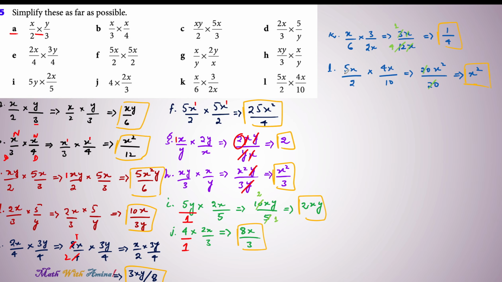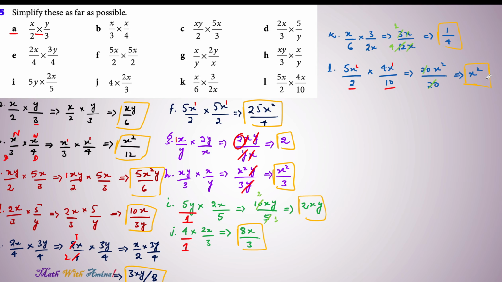And the last one is 5x over 2 multiplied by 4x over 10. So the numerator 5 will get multiplied with 4x, which is in the numerator, so 5 multiplied by 4 is equal to 20. X multiplied by x, when we are multiplying two same variables, their powers will be added. In here the power of this x is 1 and the power of this x is also 1, so their powers will be added. We will get 20x squared. In the denominator we have 2 for this fraction and 10 for this fraction, so 2 multiplied by 10 is equal to 20. We will get 20x squared over 20, so this 20 will get cancelled with this 20 and we will be left with x squared as the final answer for this expression.